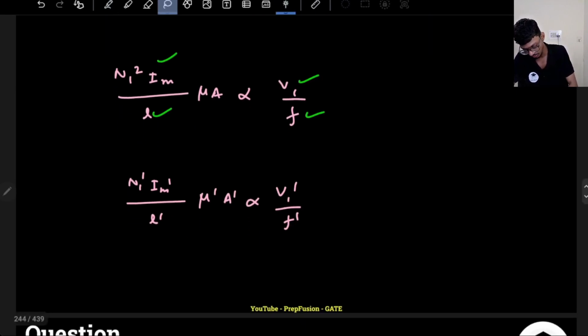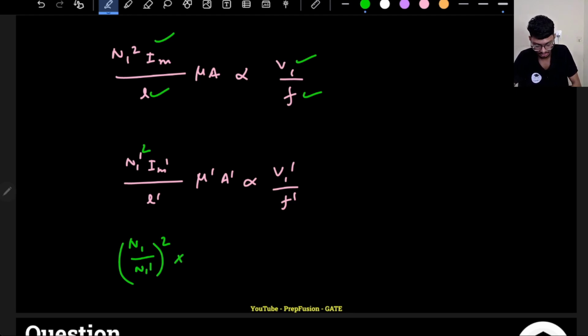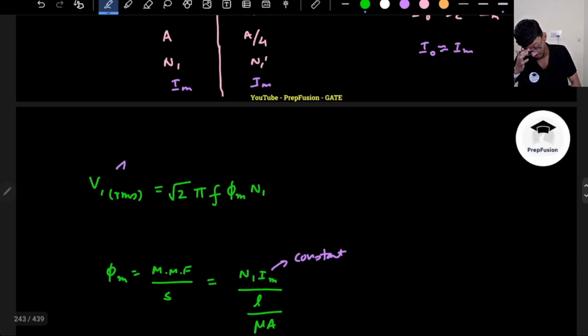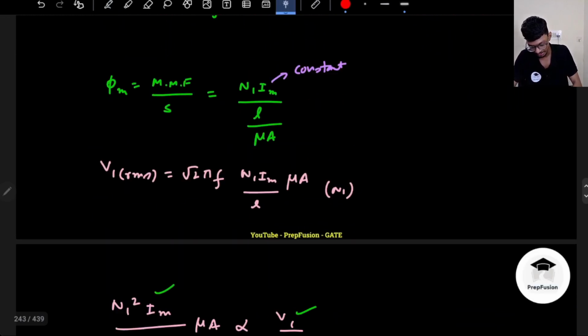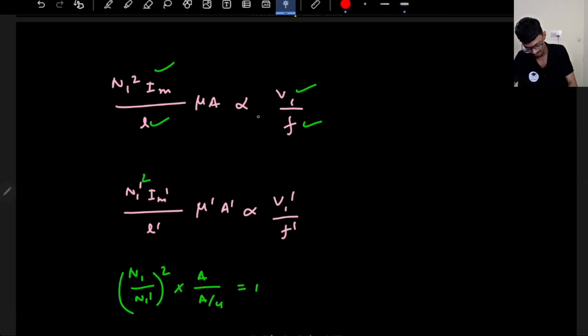Okay, so if I take the ratio of these two things, this will be n1 divided by n1 dash, whole square. Im dash will not change, the magnetizing component of current will not change, L dash also will not change, so those will automatically get cancelled. Mu dash is also not mentioned, so it is not changing, but A dash is changing. A dash is actually 1/4 of the previous value, so A dash will be A by 4, so this will be A divided by A by 4, and the right hand side is also 1, because it is just a proportionality constant.